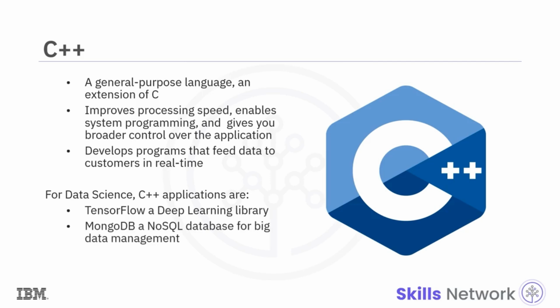MongoDB is a NoSQL database for big data management that was built with C++. And Caffe is a deep learning algorithm repository built with C++ with Python and MATLAB bindings.